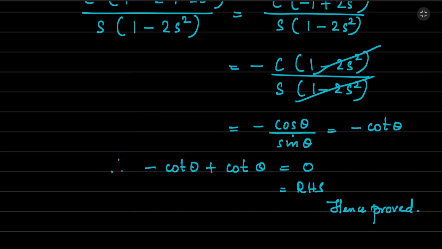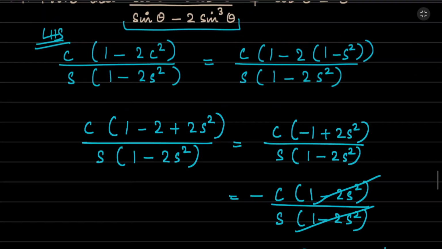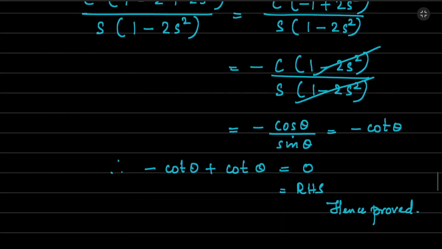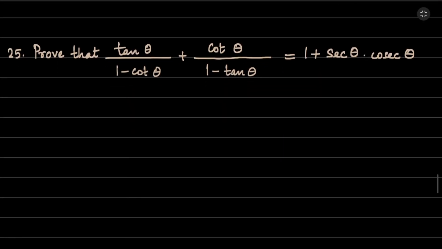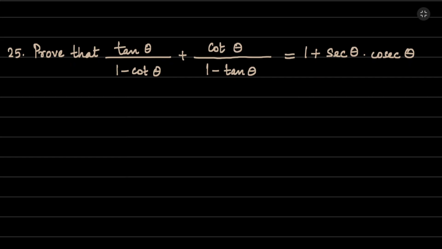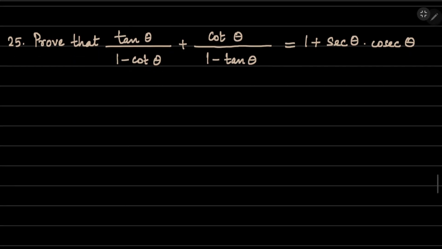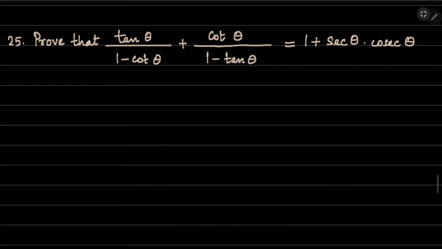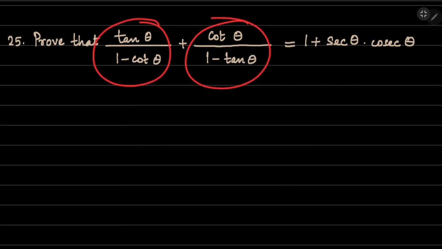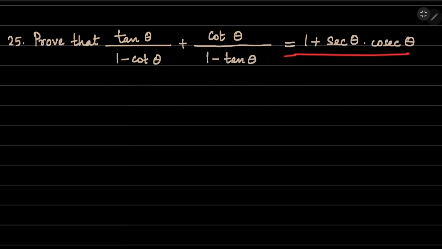So very easy. Now let's move on to our 25th question. Here you have to prove that tan divided by 1 minus cot plus cot divided by 1 minus tan is equal to 1 plus secant into cosecant. Secant is nothing but 1 by cos, cosecant is nothing but 1 over sine. So the best thing to do is just convert everything into sine and cos.